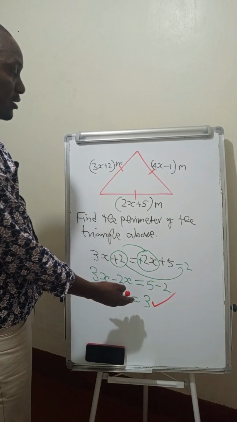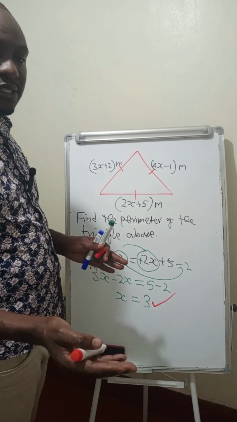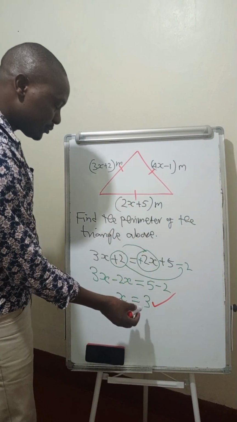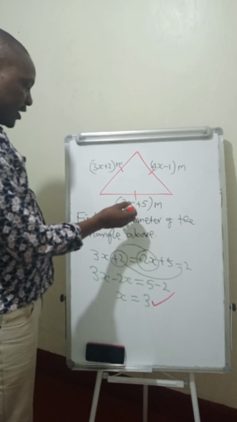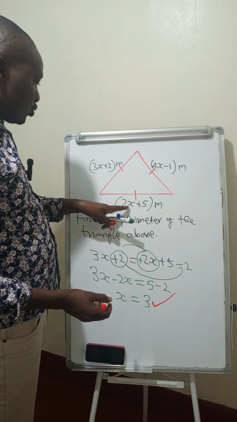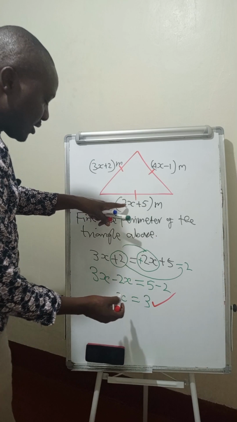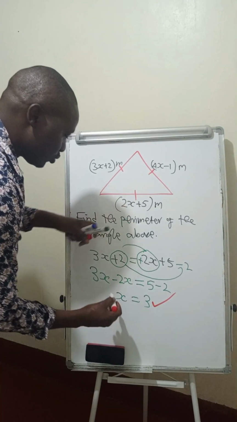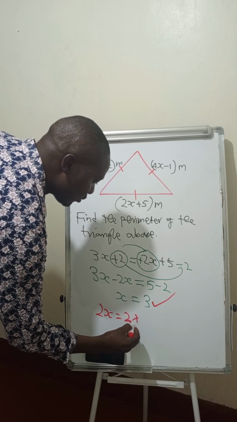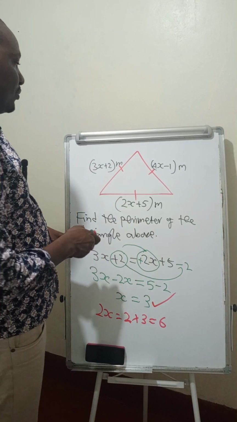But that is not the answer. What you now need to do is go back and substitute. The next step is to substitute where we have x, we put 3. Now here you are told that 2x plus 5, x is 3. So 2x is the same as 2 times x, which is 3. And that will give you 6. Let's see.